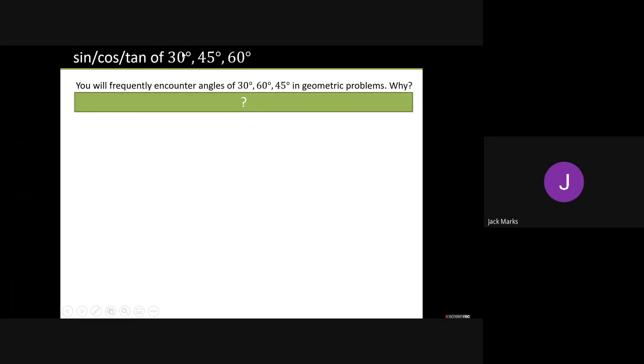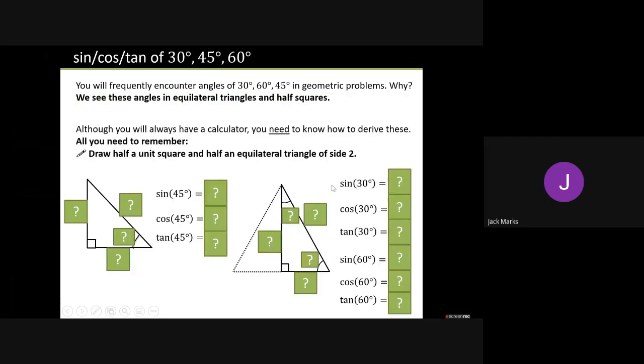Okay, so let's start off by talking about 30, 45, and 60 degrees with sine, cos, and tan. And you'll see them a lot. Why? Because, think about 60, we have equilateral triangles. 30, if you cut one of these triangles into 2, which you'll see in a second, you can end up with 30 quite a lot. And 45 is a right-angled isosceles triangle. So, these kinds of shapes here.